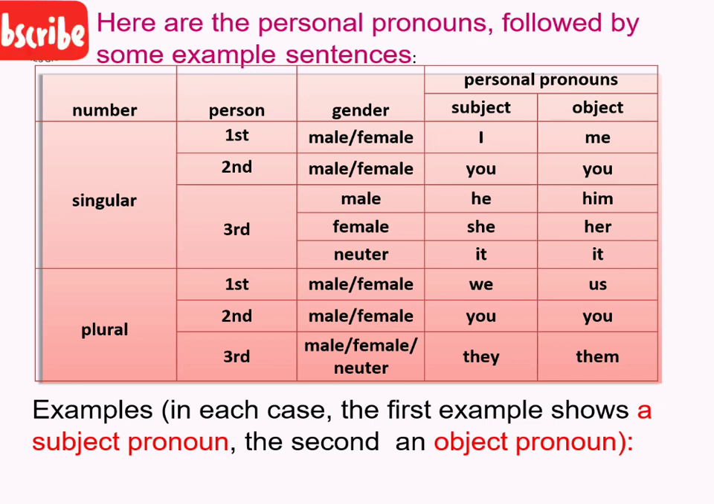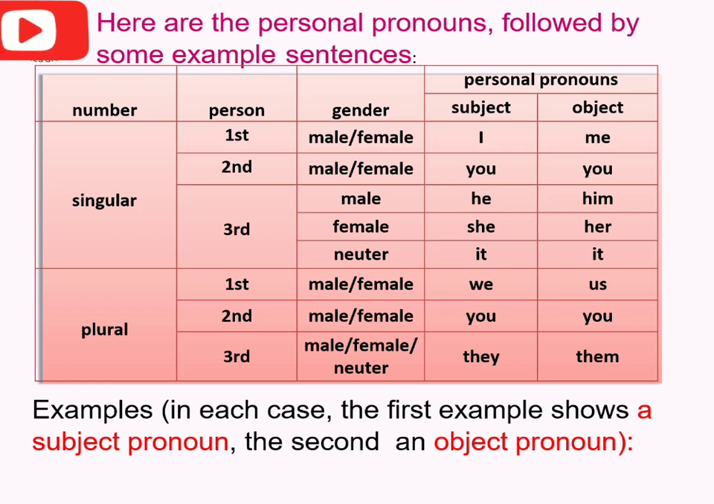Then comes the second person. If the gender is male or female, we will use you in case of subject, and in case of object also we use the pronoun you. If we are talking about the person who is not here, meaning the third person. Now, if the third person is male, we use he in case of subject, him in case of object. You are talking to him. Now, you is the second person, him is the third person. You is the subject, him is the object.